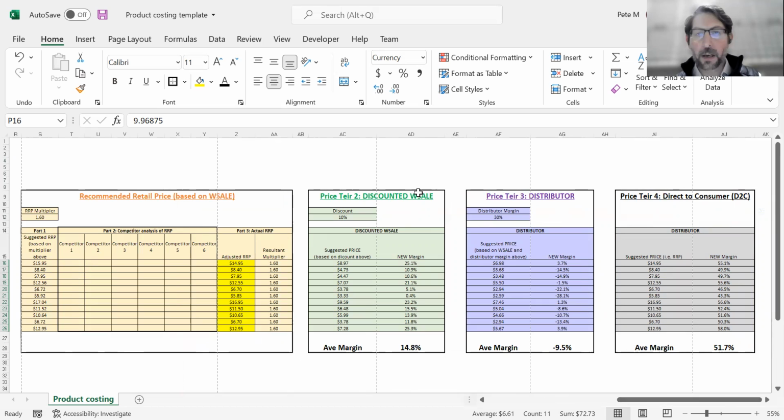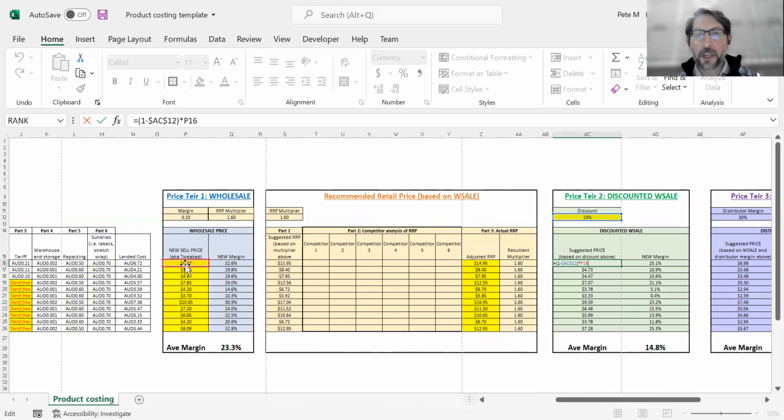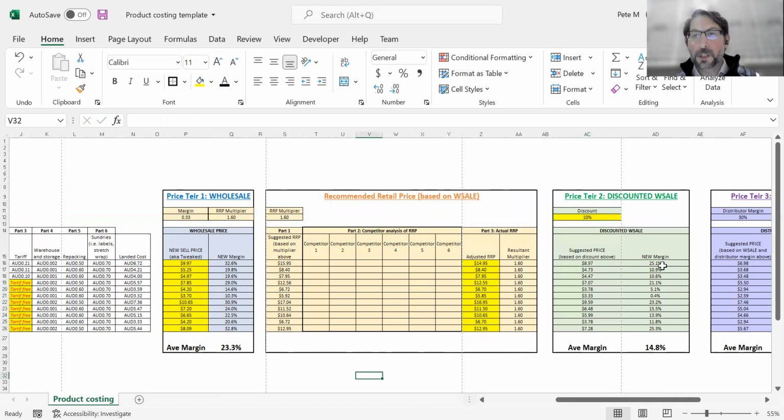The second price tier we might think about is a discounted wholesale price. You might have a really good VIP customer that you might want to add a 10% discount to. And that's a pretty simple number that we can add. All that's doing is grabbing this discount and multiplying it by that recommended retail price. And of course, you'll see that margins then change. We can see the overall drop from the best part of 23% down to 15 odd percent.